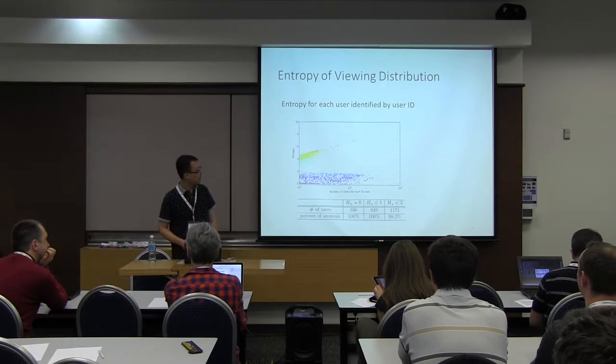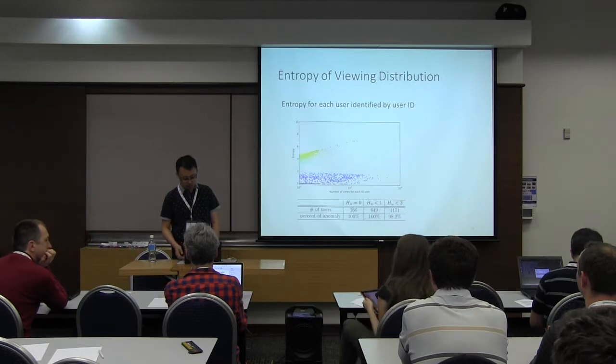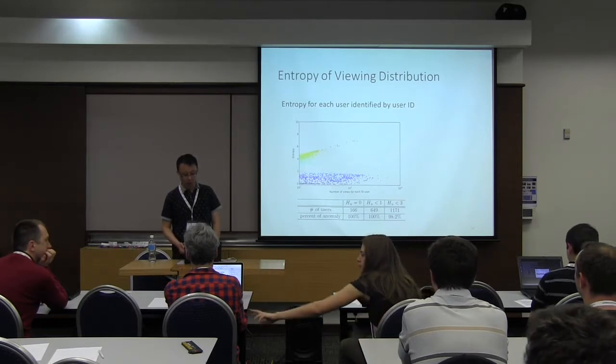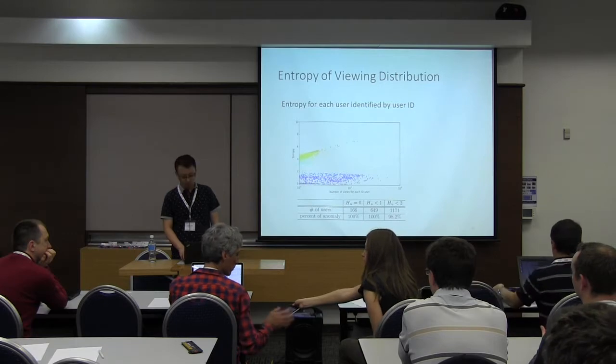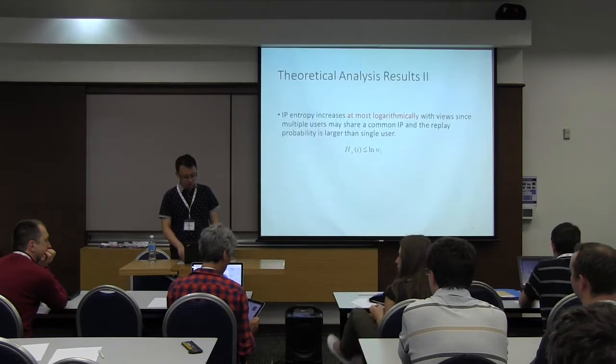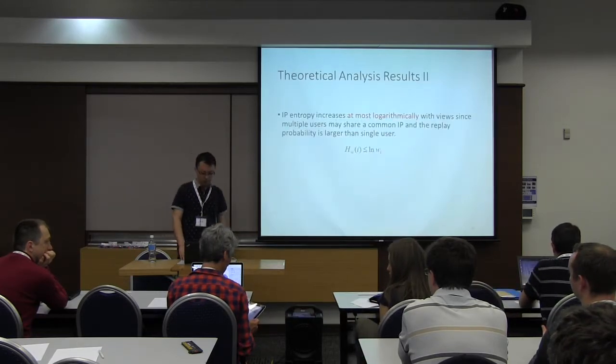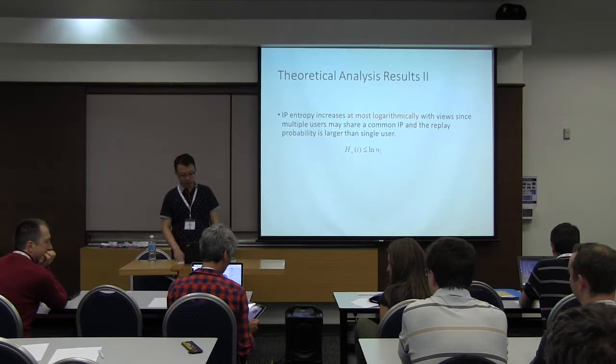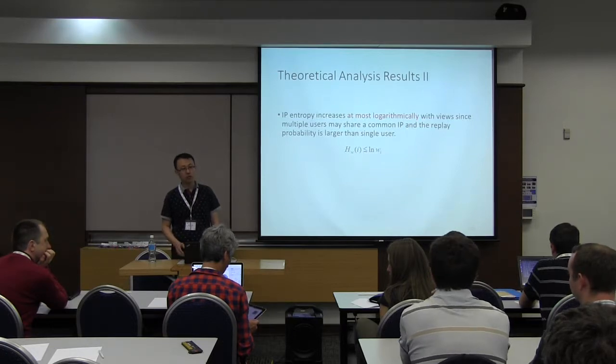By manually checking these users, we find that it's highly possible that users with low entropy are creating fake views. So from our experiment, we believe the entropy is effective for detecting fake views. So we define IP entropy and video entropy in similar ways.